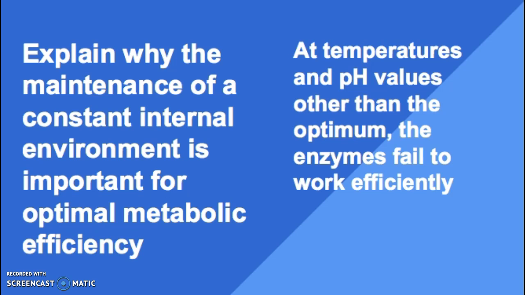Enzymes control all metabolic processes in the body. Enzymes work optimally, that means they're best, in an environment where their optimum temperature and pH conditions are met. At temperatures and pH values other than their optimum, so they're either too high or too low, the enzymes fail to work efficiently at their best, and conditions need to be kept as stable as possible.